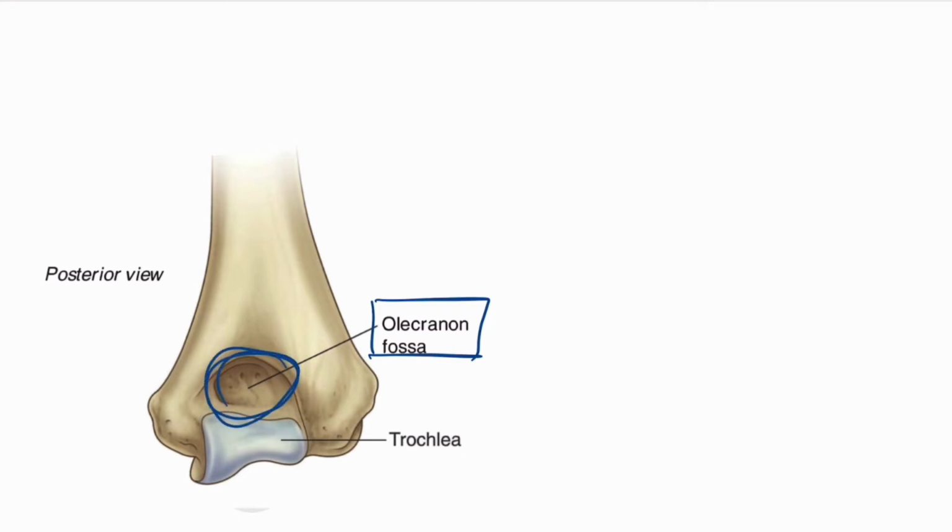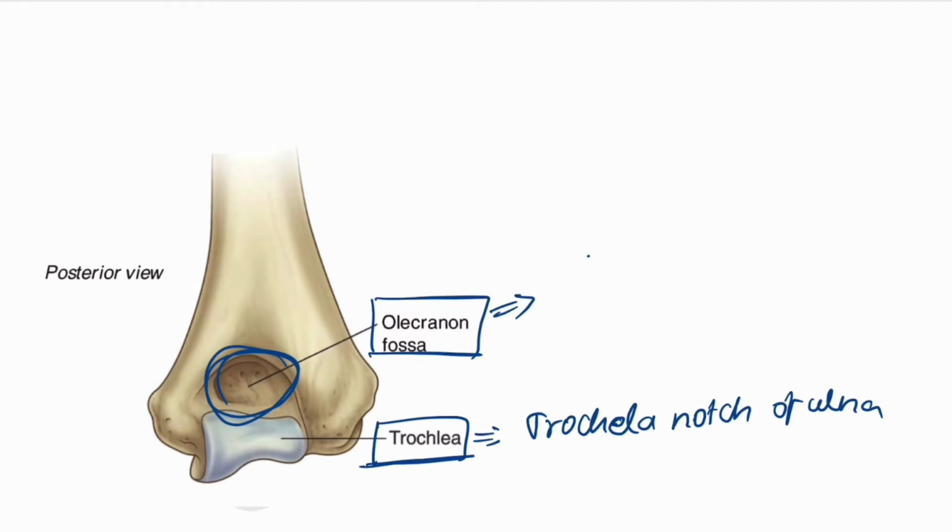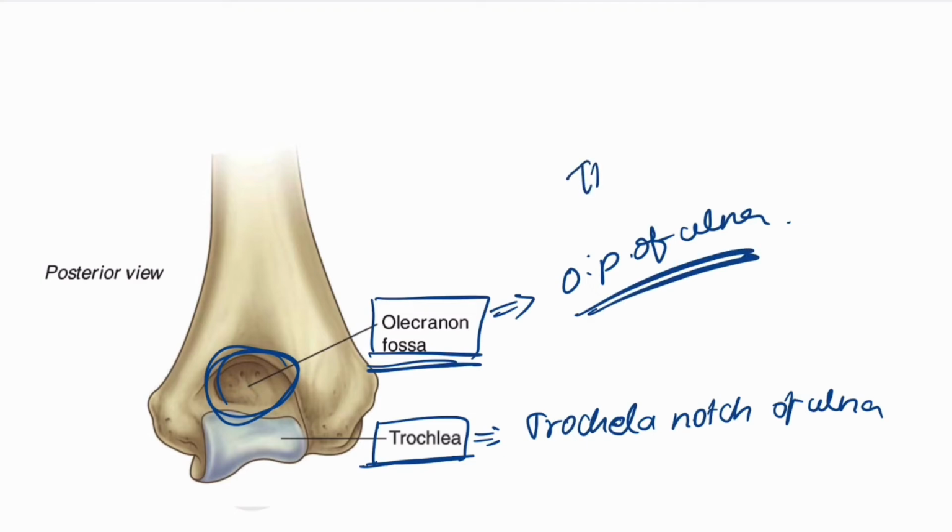This is the olecranon fossa. And we also have the trochlea here, which is attached to the trochlear notch of ulna. This olecranon fossa is attached to the olecranon process of the ulna during the extension. And that's all about the humerus.